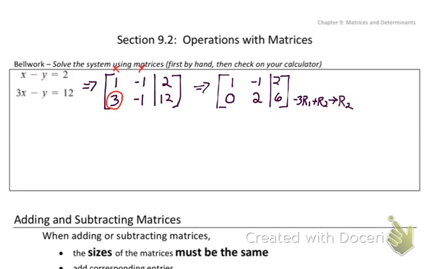All right, I am now done with this column. Nothing should change here. This is locked in. It should be 1, 0, all the way to the end. So then I go to the next row.